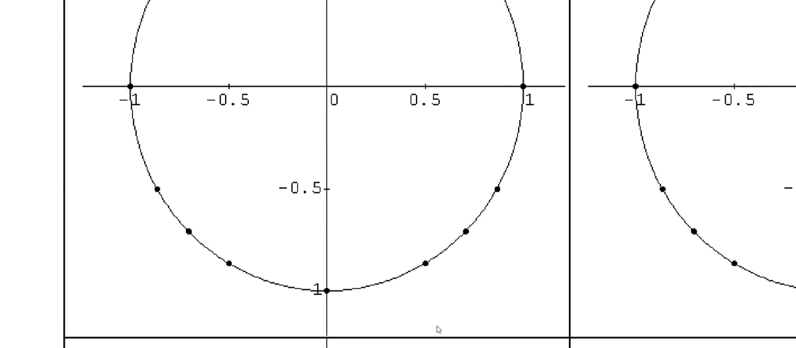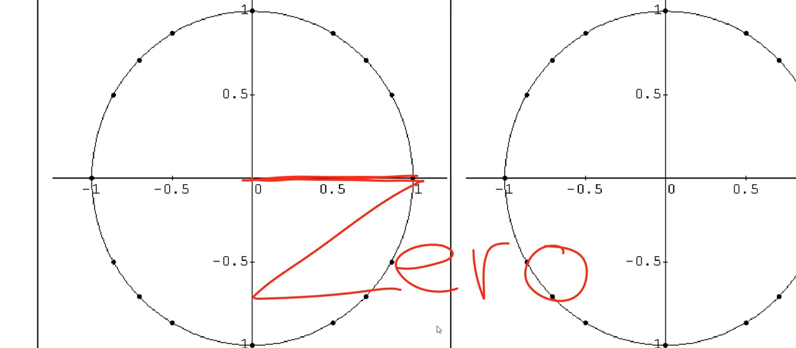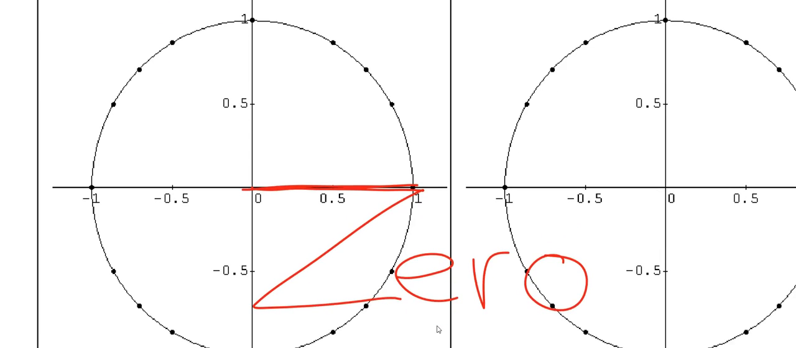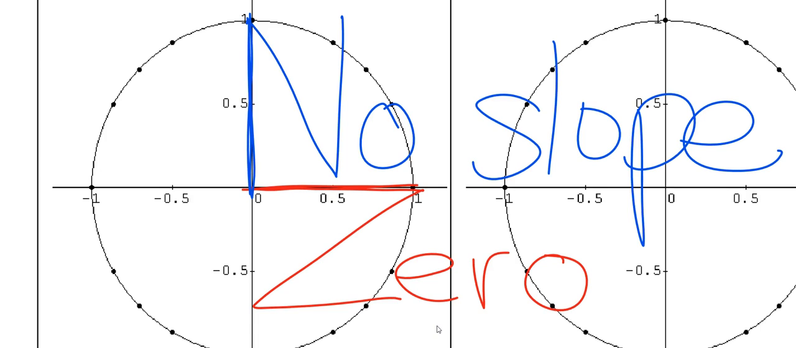I need to know the slope of this line. The slope of that line. 0. I need to know the slope of the blue line. Undefined, also known as no slope. Now, is there a difference between 0 and no slope?